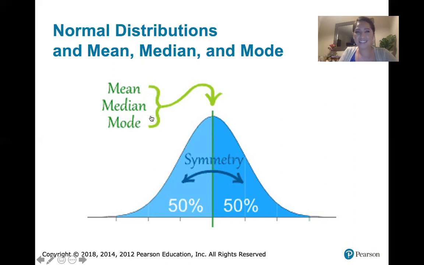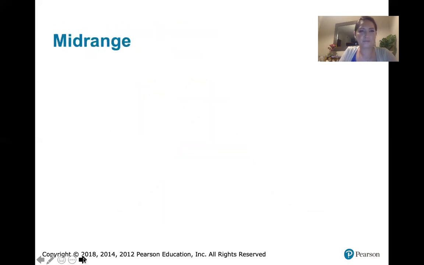All three of those are exactly the same if the distribution is normal. So that's an important quality of normal distributions. So when you talk about measures of center, yes, these are all three different things, but if the distribution is normal, they actually all give you the center. They all give you the exact same center value for your data set.